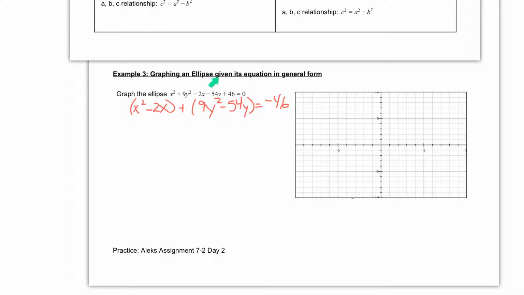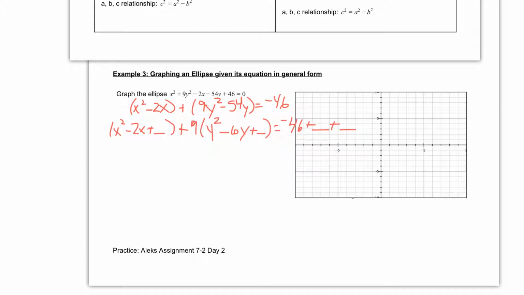The other thing I need to notice with my y terms is that this y squared has a 9 in front of it. So I'm going to be factoring that out as well. So what we have is x squared minus 2x, and then I'm going to leave room to add the number to complete my square. Plus, with my y squareds, I need to factor that 9 out in front, and I get y squared, and then 54 divided by 9 will leave me with a minus 6y, leaving room to add my number in, equal to negative 46.